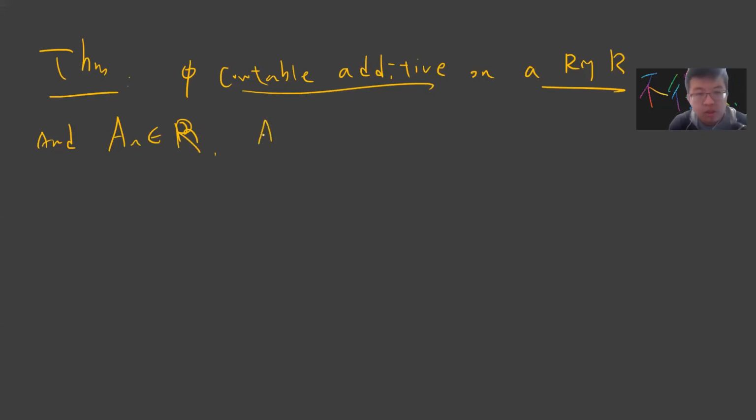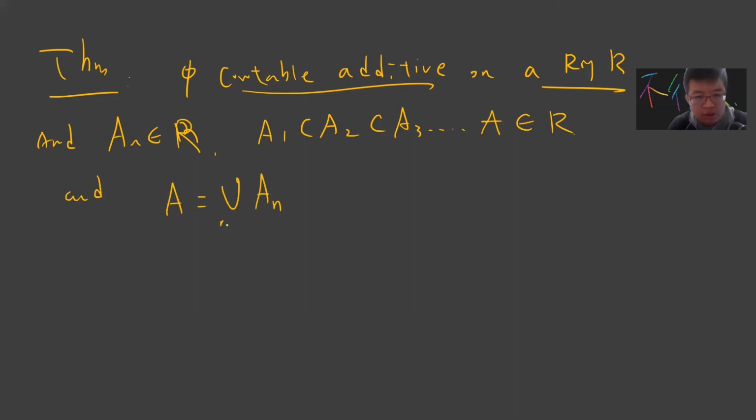And let's say we have A1 is a subset of A2, and keep going, and finally it becomes something, A in R, where A is the union of all of them. So basically, you take an infinite family of sets, and then you take A to be the union of them. Then as n goes to infinity, phi of An will approach phi of A.